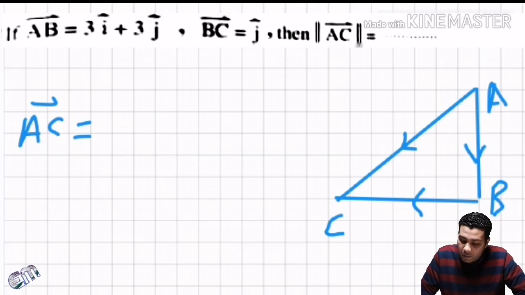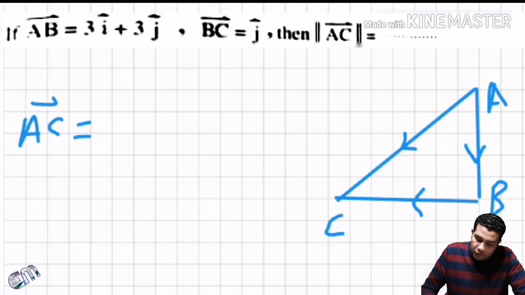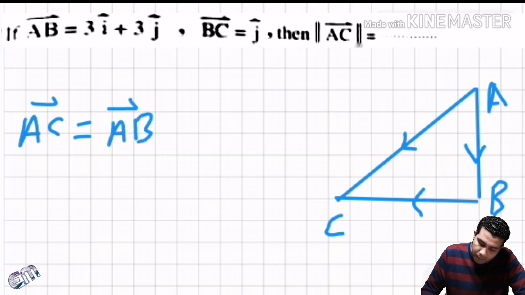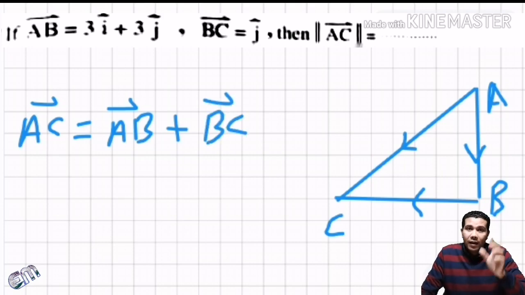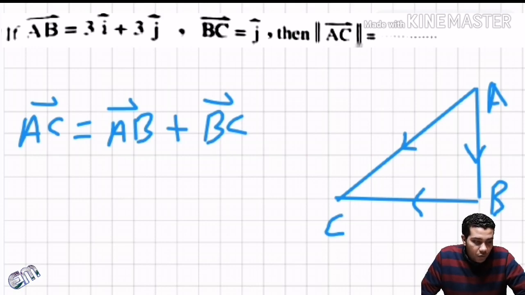زي ما احنا اتفقنا AB vector plus BC vector equals AC vector. Therefore, AC vector equals AB vector plus BC vector. Now we add the first term اللي هي I plus I and J plus J. Therefore, AC vector equals what?